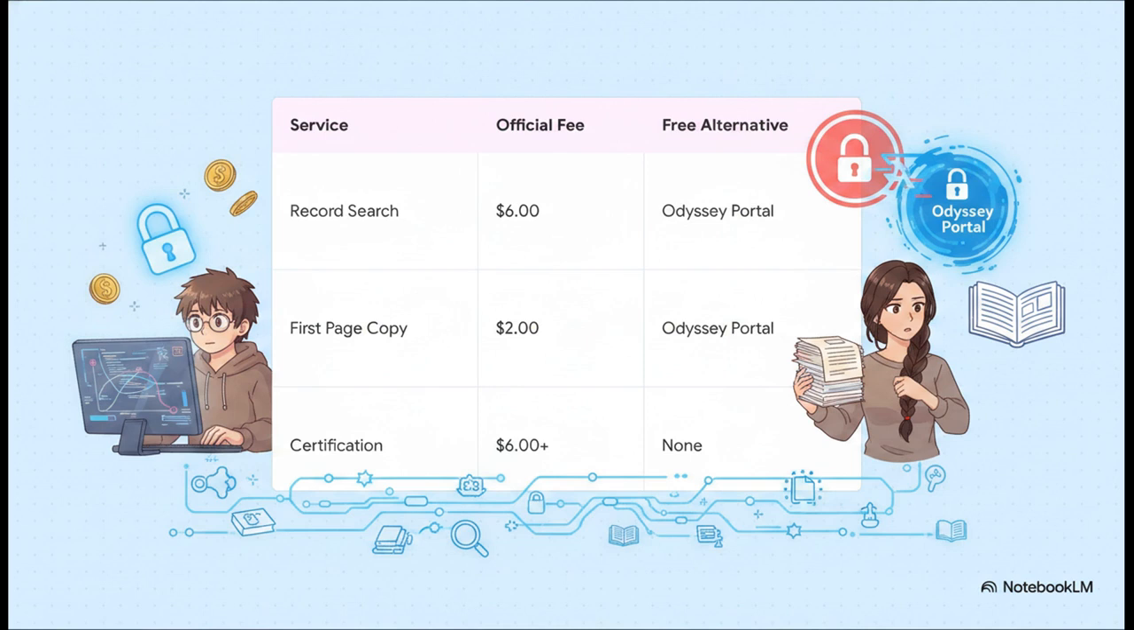Getting a printed copy of the first page is $2, but viewing it online is free. Just keep in mind, if you actually need an official certified copy of a judgment with a real court stamp for a legal proceeding, you are definitely going to have to pay that official fee.